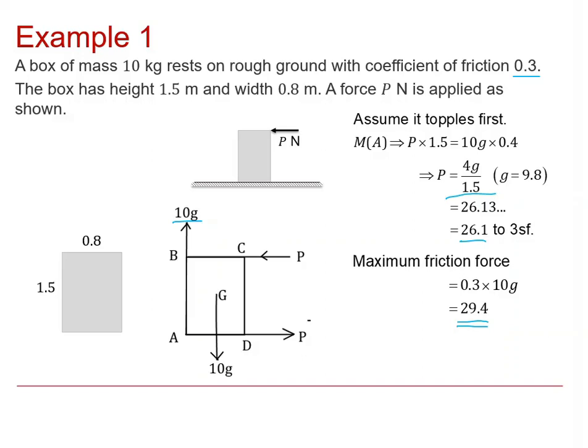So basically what we did was assume it toppled first, find out what P has to be, and then compared it with the maximum possible P, and that allows us to decide. So our conclusion is that it topples first.